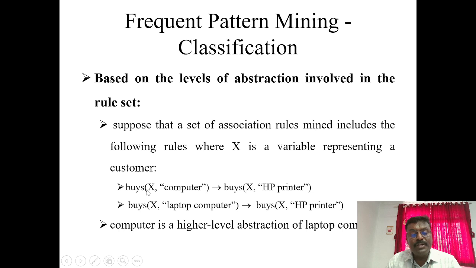Here you have two products. One product is the computer with the HP printer. How many customers purchased the computer along with the HP printer? How many customers purchased the laptop computer with the HP printer? Here you have the association rule, and you have two conditions, already explained.